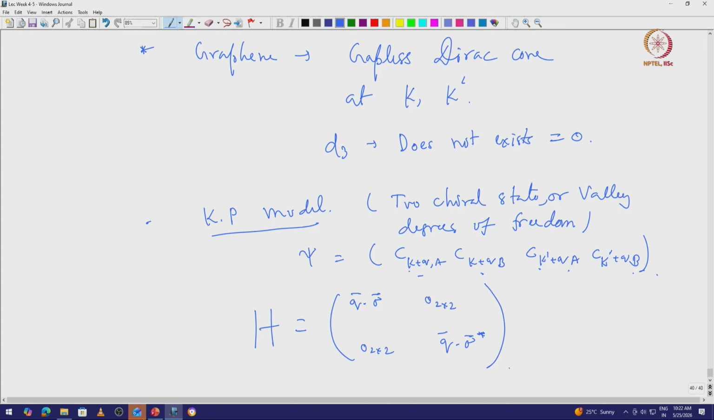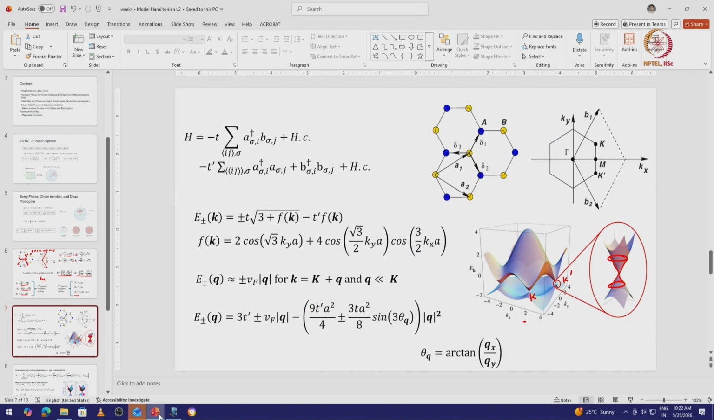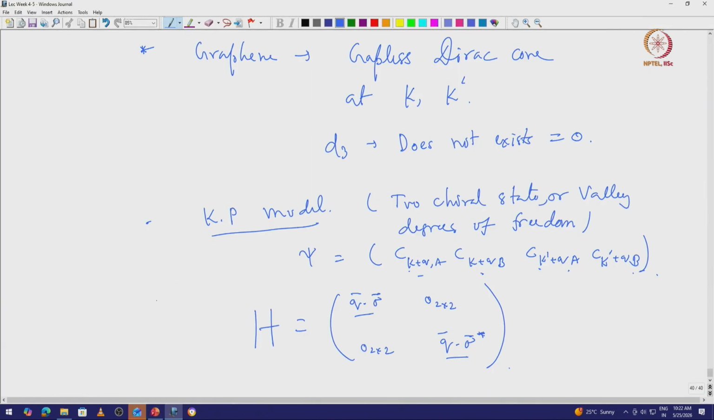So, you see that we do have two Dirac cones which are split in momentum space, but they are Dirac cones, they are not Weyl cones. Why? Because for the Weyl cone, recall that they occur at non-high symmetric k points, but here the Dirac cones are happening at the high symmetric k points. So, these are Dirac cones, not Weyl. Okay.